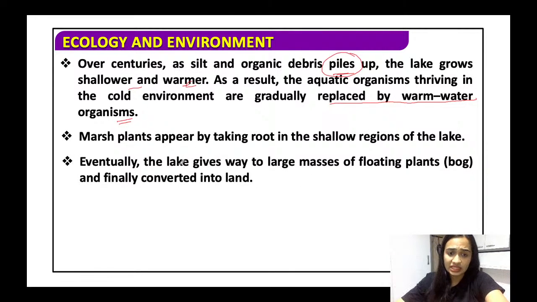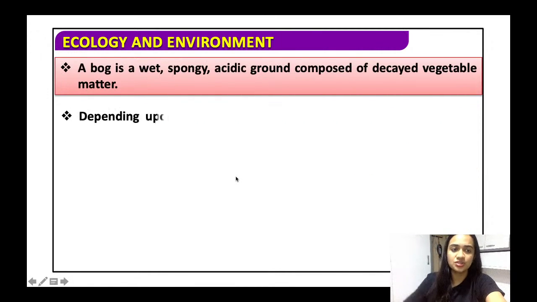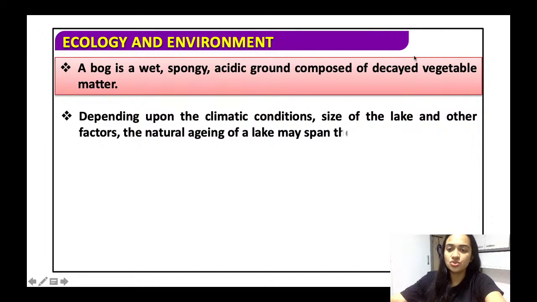Then, eventually, the lake gives away large masses of floating plants. Floating plants को box कहाँ जाता है, ठीक है. Floating plants keep getting deposited on the lake and finally they get converted to land. So now your whole lake is lost. So a bog is basically a wet, spongy, acidic ground composed of decayed vegetable matter. ठीक है, ये आपका exact definition है bog.